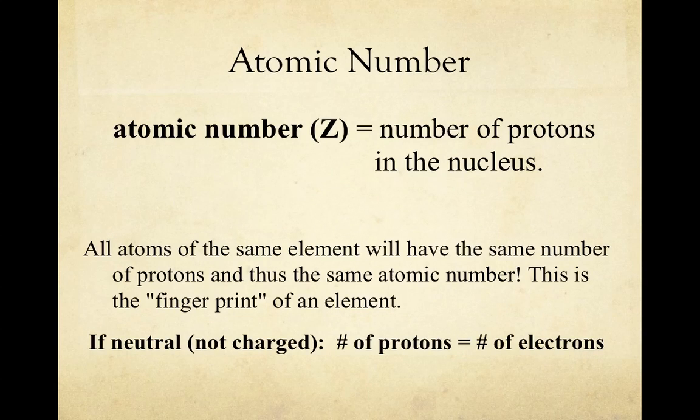The first vocab word for this section is atomic number. An atomic number, which is sometimes written as a capital Z, is the number of protons in the nucleus. All atoms of the same element will have the same number of protons and thus the same atomic number. So the atomic number is kind of like the fingerprint of an element. If an atom has 6 protons, it's always carbon. And you can always know that. And so if 2 atoms are of the same element, they have the same protons and the same atomic number.